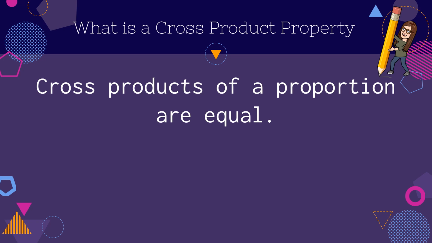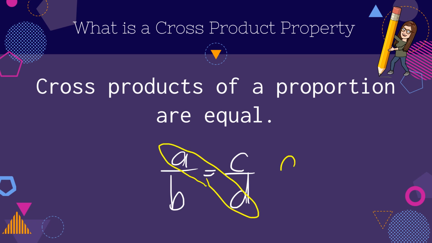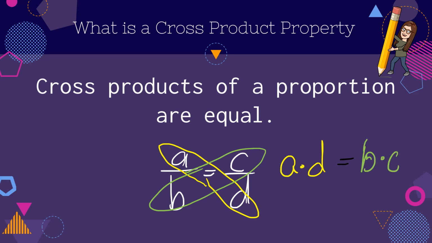Now if we put this all together, we have what's called the cross product property. The cross products of a proportion are always equal. In your notes foldable, you'll notice that I have a highlighted proportion to show that A times D is equal to the cross product of B times C. Because of this property, we can always set them equal to each other.